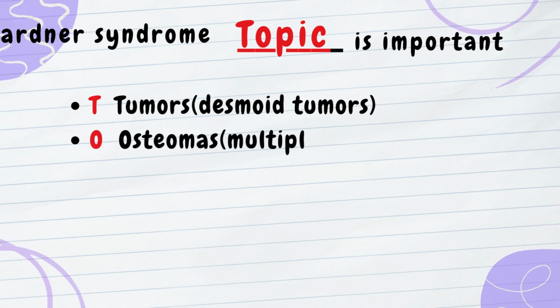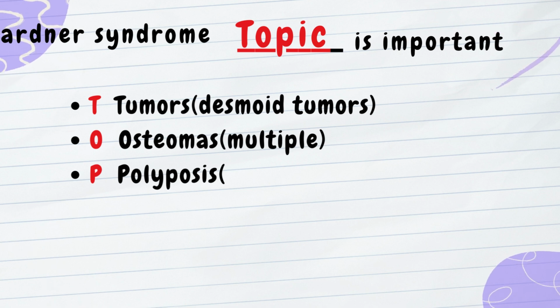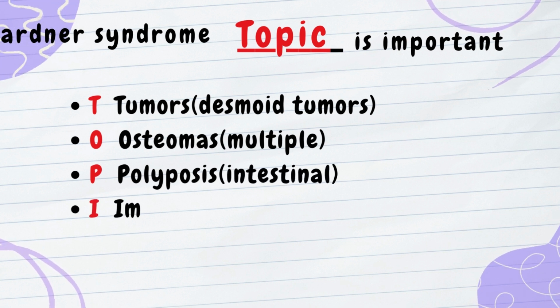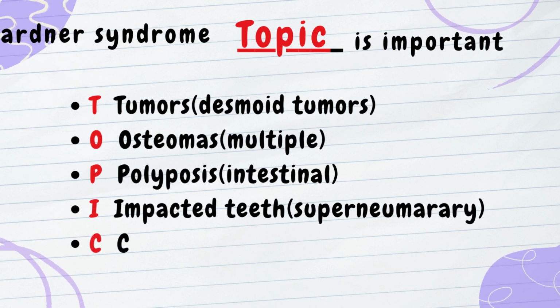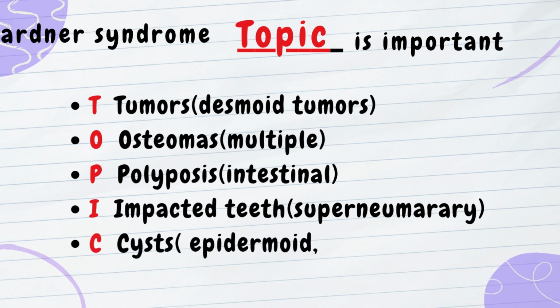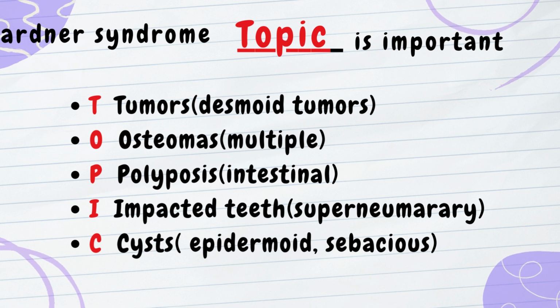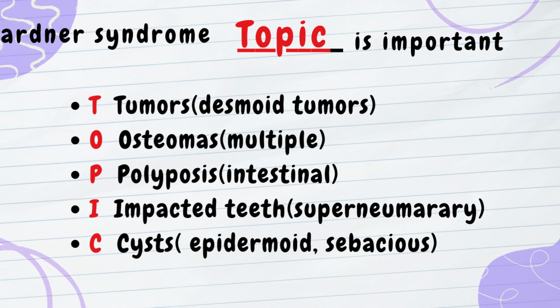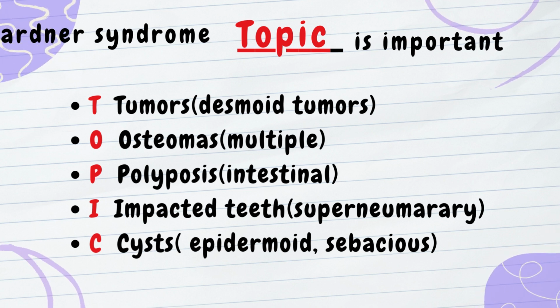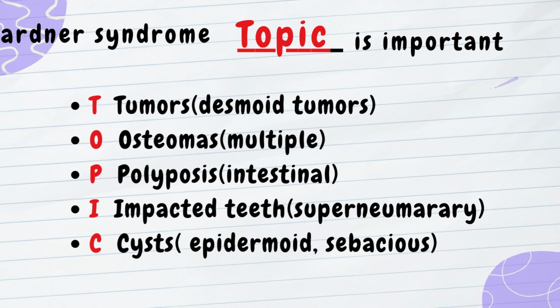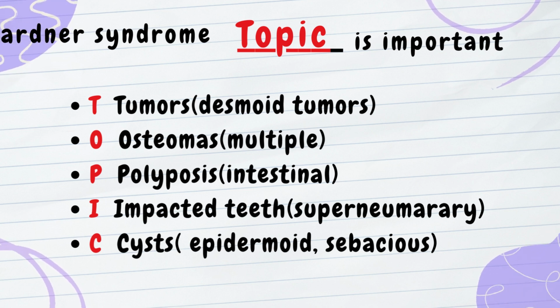Gardner syndrome topic is very important. So TOPIC: T for tumor, which is desmoid tumors. O for osteomas, that is the patient will have multiple osteomas. P for polyposis, that is intestinal polyps. I for impacted teeth, which can be supernumerary. C for cyst, which may be epidermoid or sebaceous.